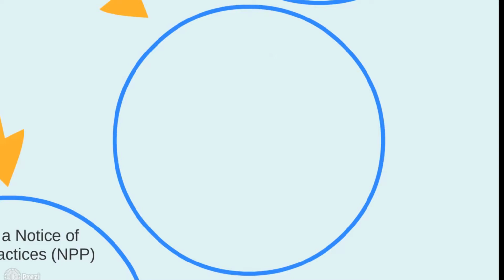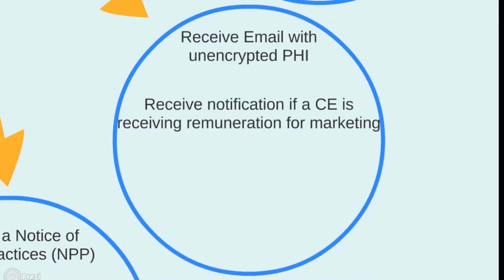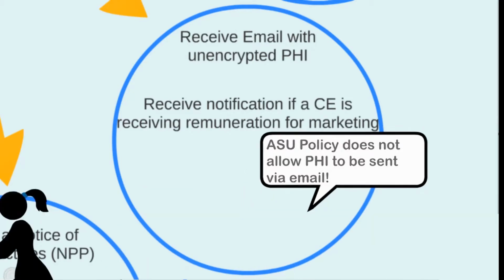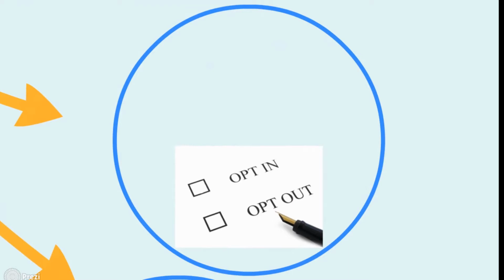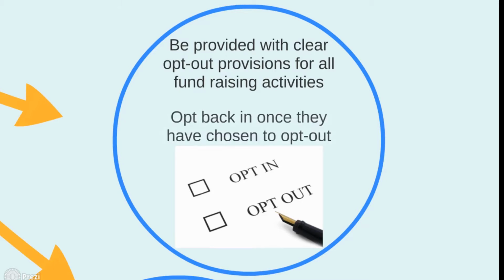Patients have a right to receive email with unencrypted PHI and receive notification if a covered entity is receiving remuneration for marketing. Right, you are not allowed to send PHI through email while here at ASU. Patients should be provided with opt-out provisions for all covered entity fundraising activities and the option to opt back into the fundraising once they have opted out.